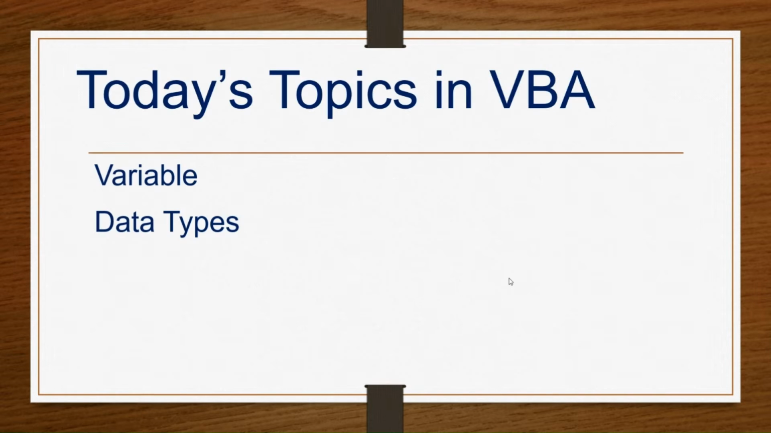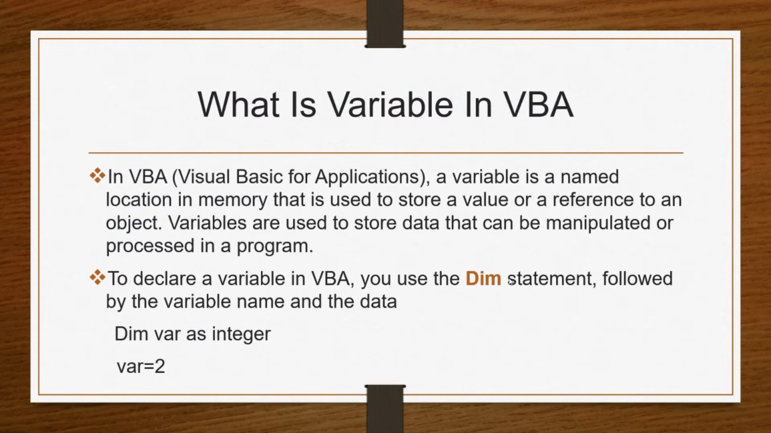So wherein we talk about variables and data types. Guys, variable and data type both are very important chapters, so you have to be very careful around understanding this thing. So what is variable?